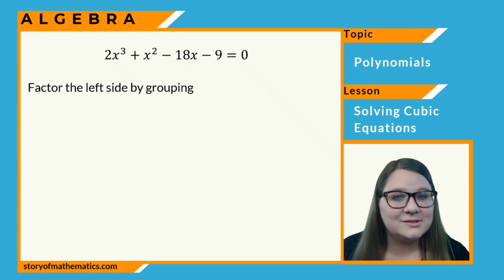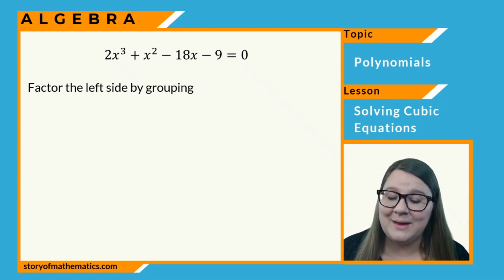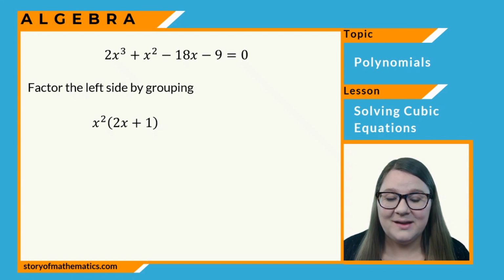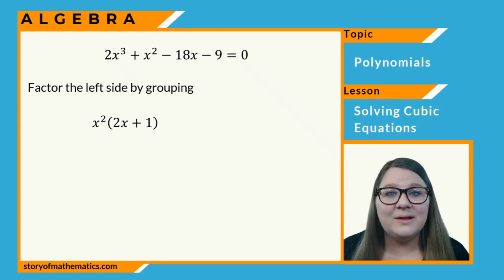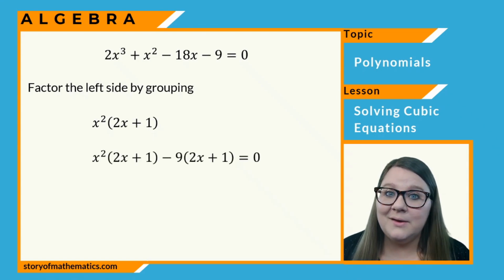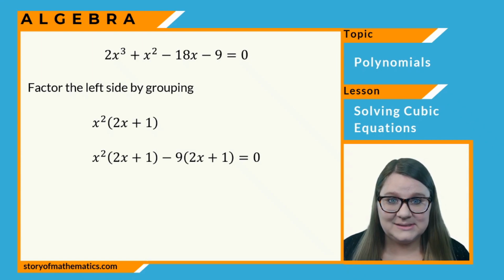Take a look at the first two terms. What can I pull out of both 2x cubed and x squared? Well, I can pull out an x squared from both, which leaves me with 2x plus 1. Looking at my last two terms, minus 18x and minus 9, I can pull out a negative 9 from both of those, and that also pulls out 2x plus 1. Notice that I went ahead and carried down my equals 0 as well, because this is still an equation.